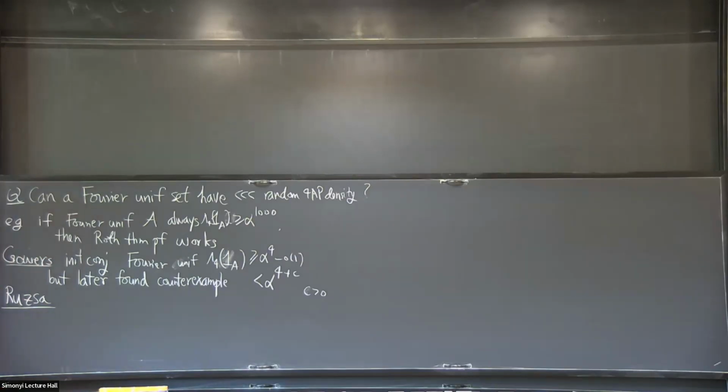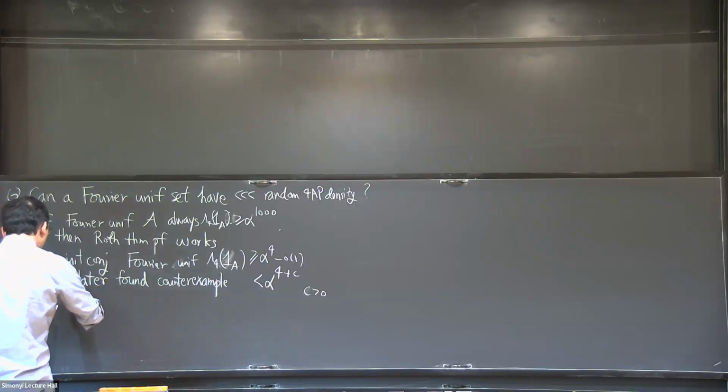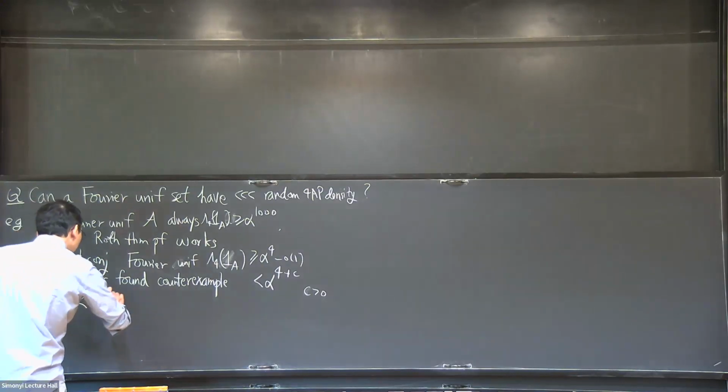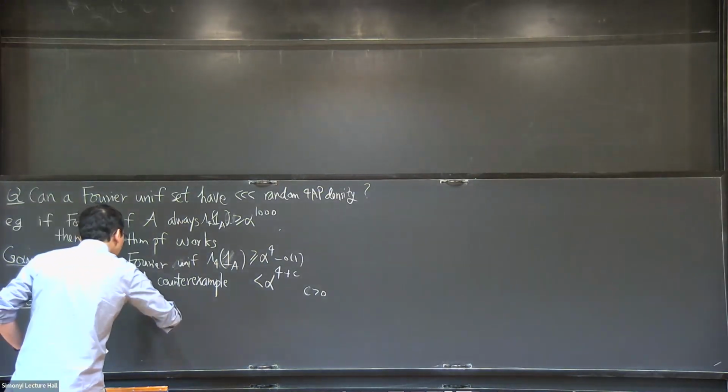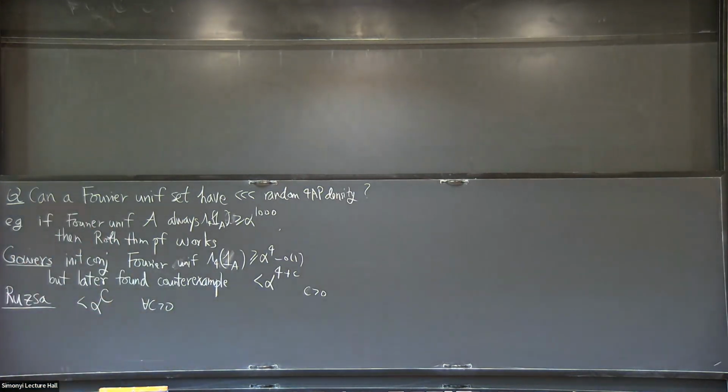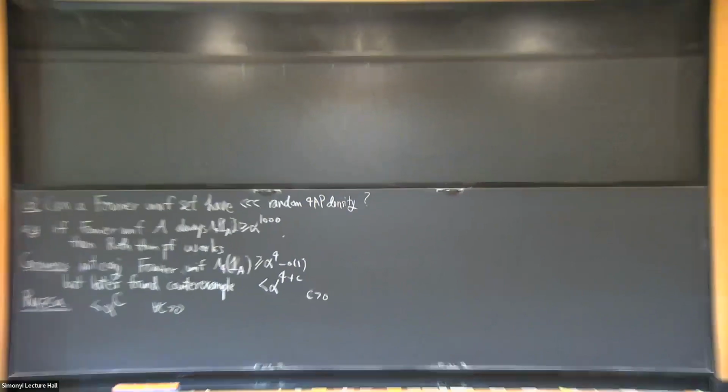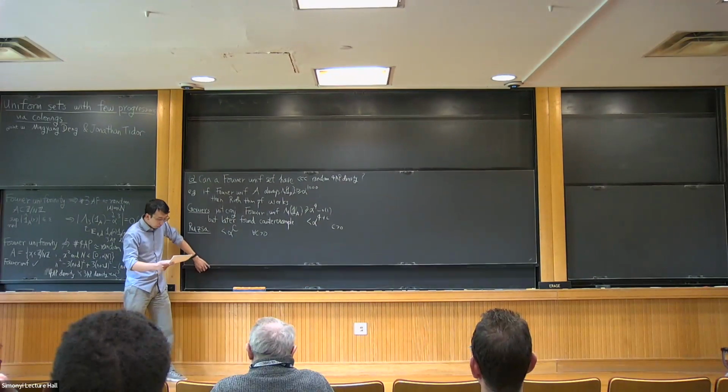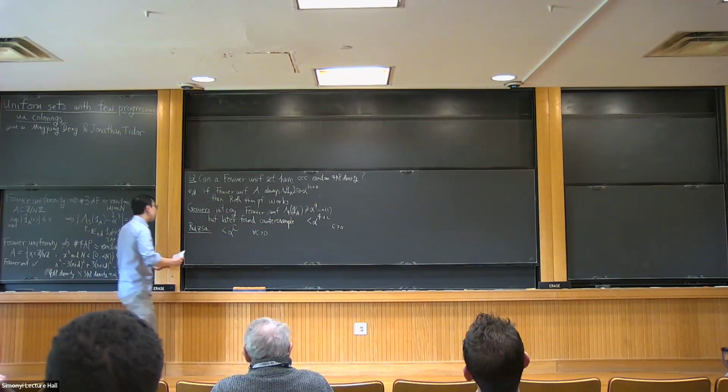Okay. Yeah, so there's this document that lists, I think it was at some AIM workshop, a long list of open problems in additive combinatorics. And in it, Ruzsa basically reiterates this question and asks: is it possible to exhibit Fourier-uniform sets whose Fourier-P density goes to 0 faster than any polynomial in alpha? So this is still open. We don't know the answer to this question.